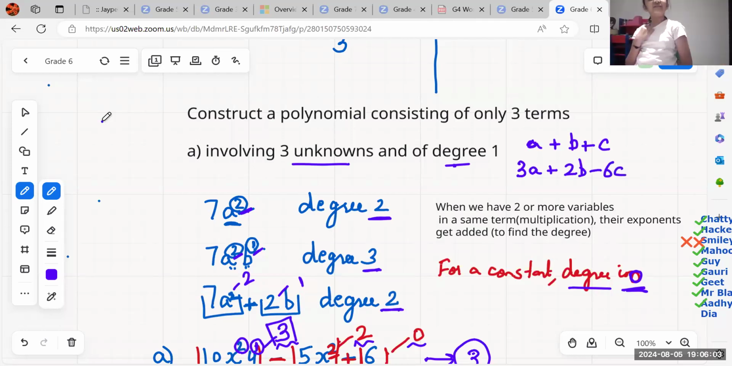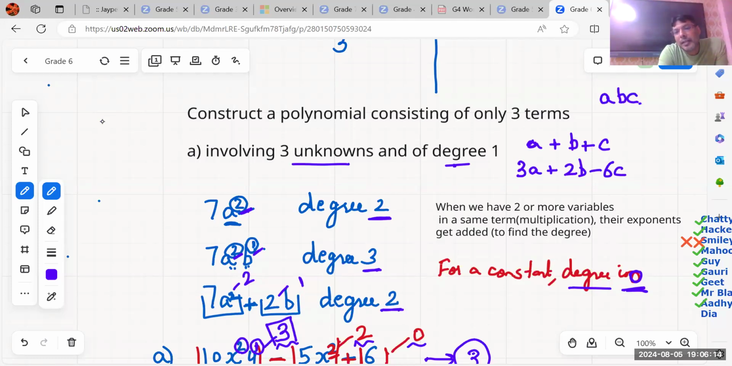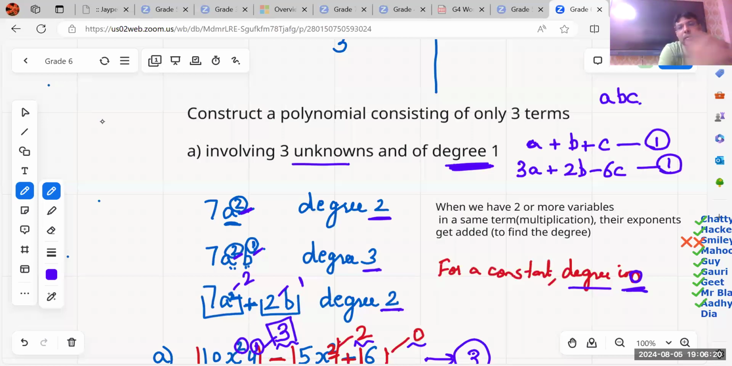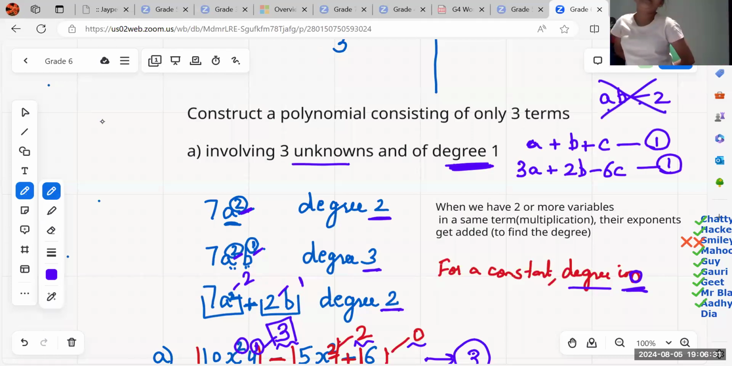Sir, can we also put the minus symbol in this? Yes beta, we can put minus also, but you cannot use ABC together because then the degree will be 3, not 1. Right now the degree is 1. Now put 2 variables here. You cannot put AB together either, because then the degree will be 2. This is wrong. Sir, can we do A plus B minus C? Yes beta, you can do that also.